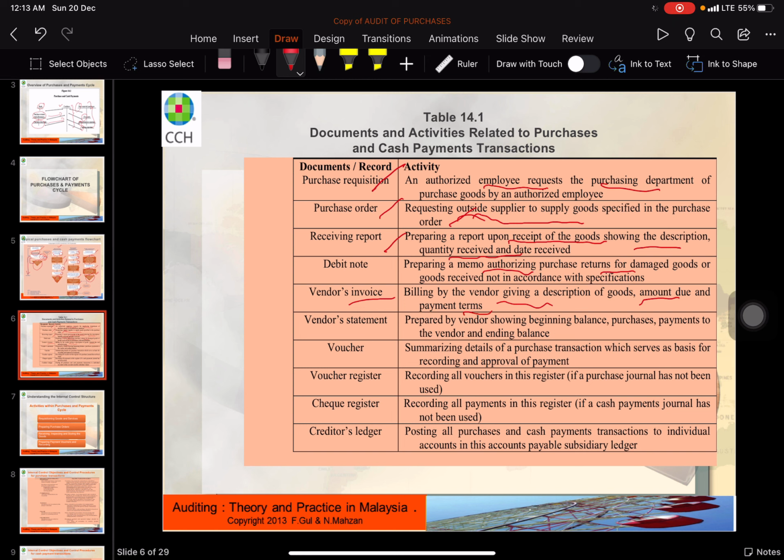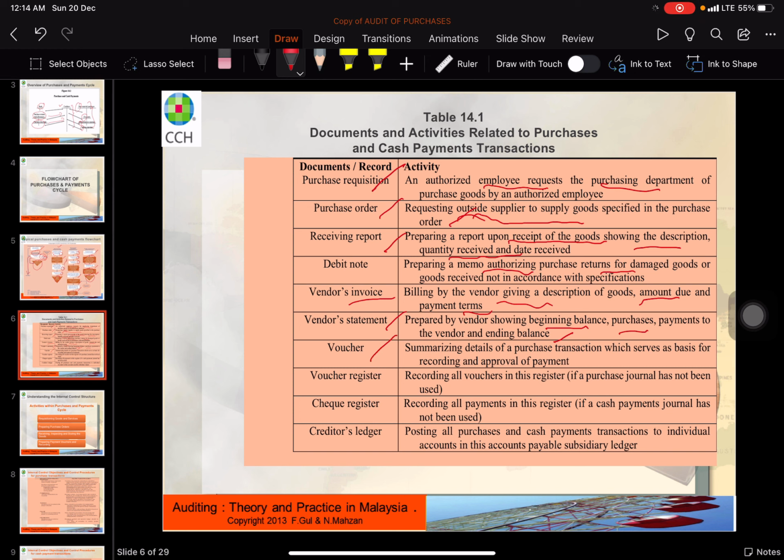So this one is going to be issued by the supplier for the company, to make sure that the company is going to pay for the service. Right, vendor statement is actually showing beginning balance, purchases, payment to vendor, and the ending balance. So it means the full statement, which is stated by the vendor: the amount at the beginning, how much they purchased, is there any return, and also the ending balance.